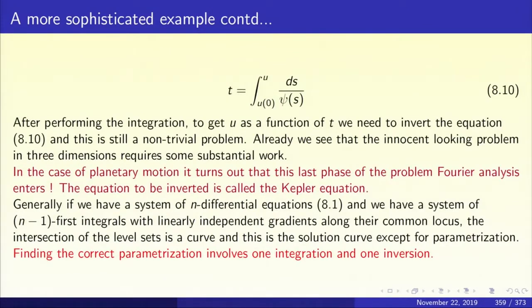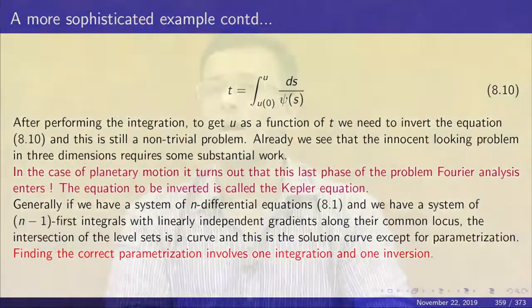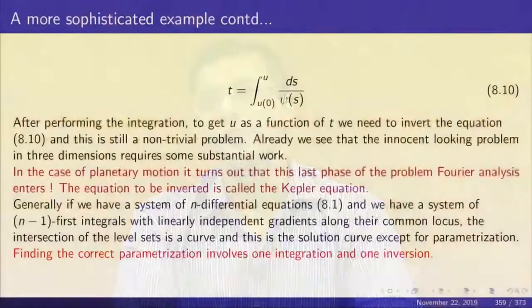There's an inversion problem. It is exactly this inversion problem that is going to lead us to the Kepler equation, and solving this inversion problem is going to lead us to Fourier analysis, and the connection with Fourier analysis is thus apparent. Okay, now what happens is that generally if you have a system of n differential equations 8.1 and you have a system of n-1 first integrals, with some additional conditions displayed in the slide, then these first integrals describe for you n-1 hypersurfaces which intersect along a curve, and this curve of intersection is the curve that we are trying to look for, except for parametrization. Finding the correct parametrization involves one integration like 8.1 and one inversion.